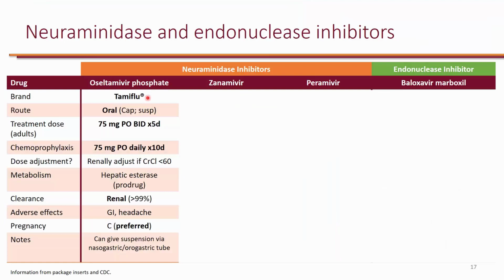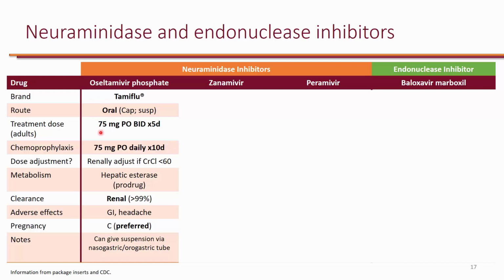Now, we currently have 3 drugs on the market under the neuraminidase inhibitor class. So the first one, which is the most commonly used, is oseltamivir phosphate. It's a prodrug. That's why you see phosphate in the name. The brand name is Tamiflu. It's available as a capsule and in suspension form.